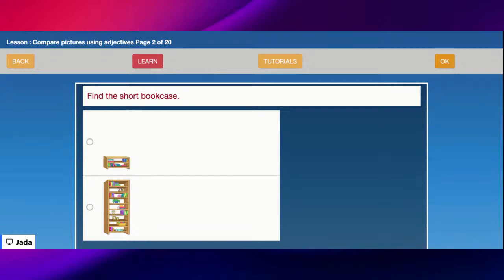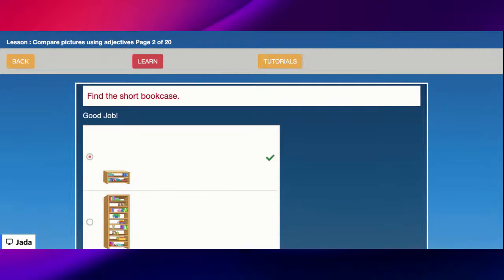So find the short book case. Which of these is the short book case? Is it the first or the second one? Let me know. So A is correct. The first one is the one that is short. The second one is very tall and long.